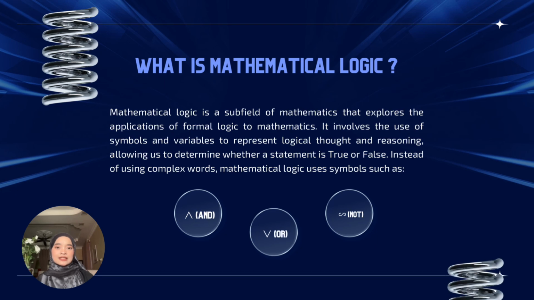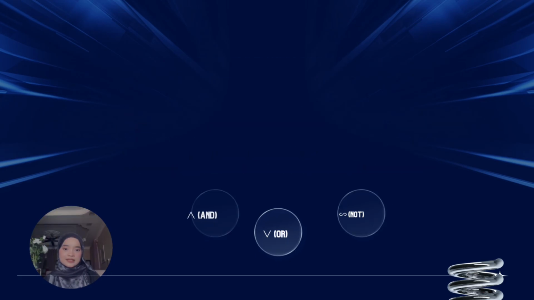Mathematical logic is a branch of mathematics that focuses on logical reasoning. It helps us determine whether a statement is true or false by using symbols and logical rules. Mathematical logic is commonly used in computer systems, engineering, and decision-making processes.